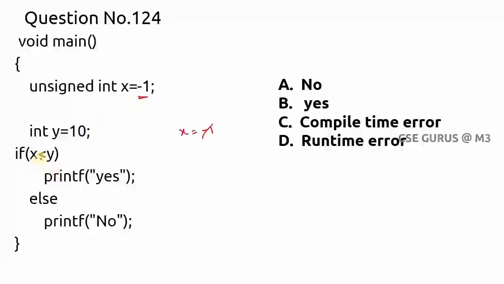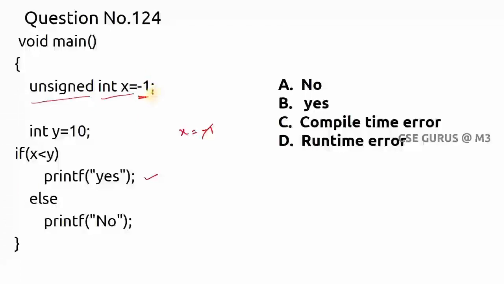Now check it out. x is less than y: minus 1 is less than 10. Is it true? Yes, of course it is true. If you take x as an integer, then minus 1 is less than 10, it will check and print yes. But here I have taken it as unsigned int. That's why the value of x is not minus 1.